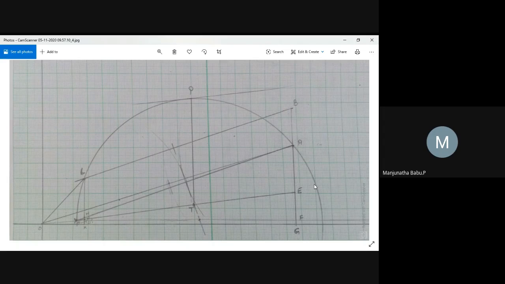R2 dash will be equal to R2 by K square. Rotor resistance R2 is given as 0.18 ohms, divided by K square, where K square is 1 by 2.6 whole square. So you'll be getting R2 dash as 1.217 ohms. I'll show the calculations later.